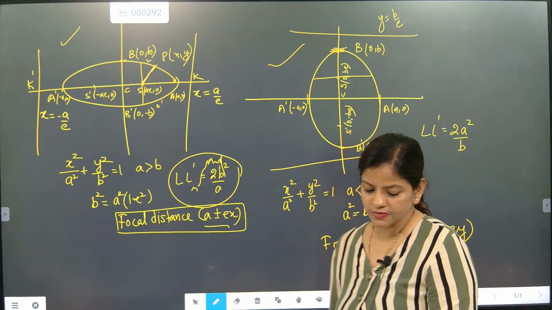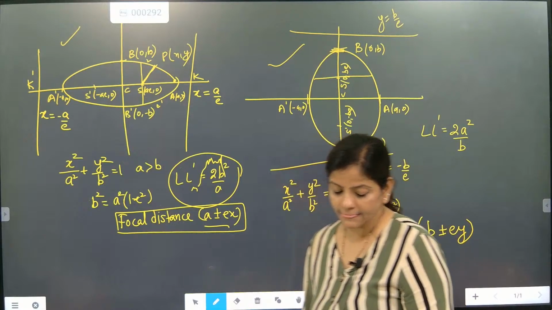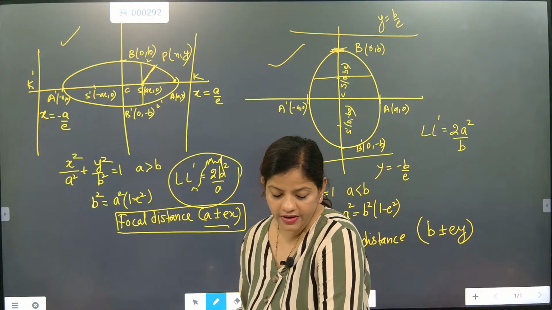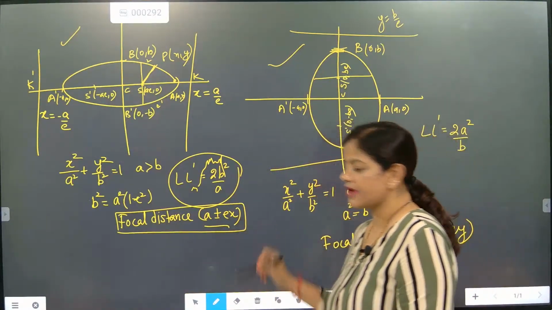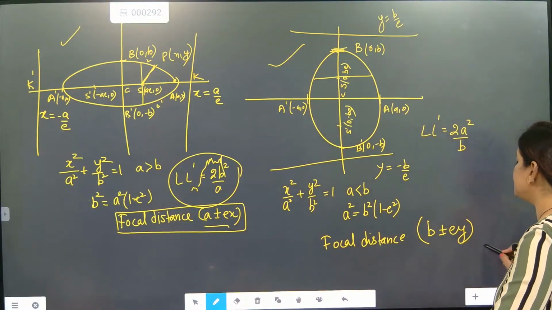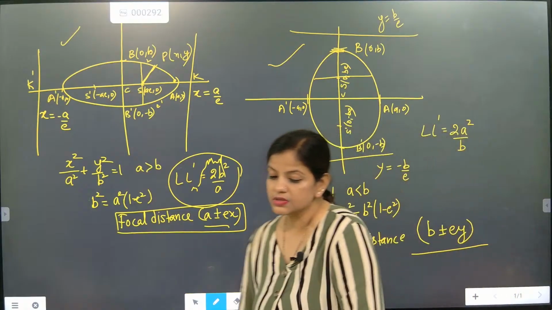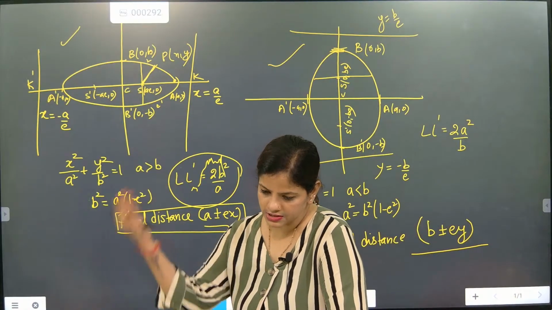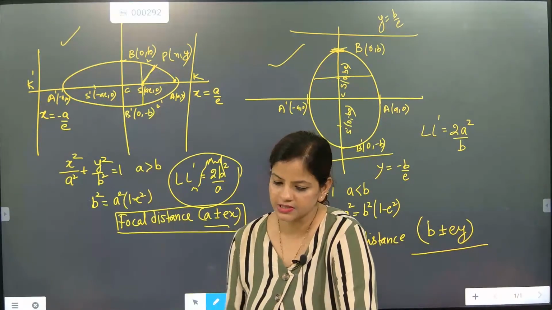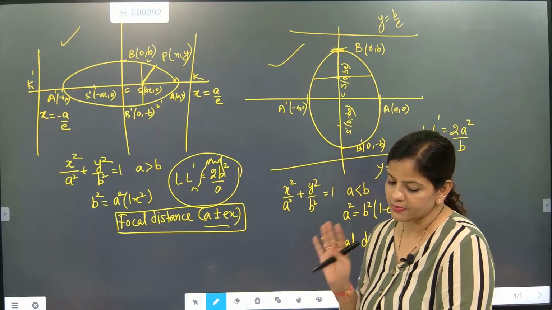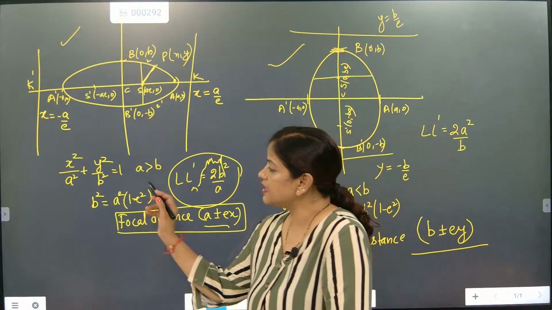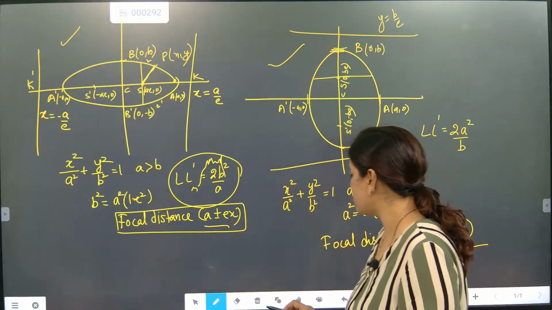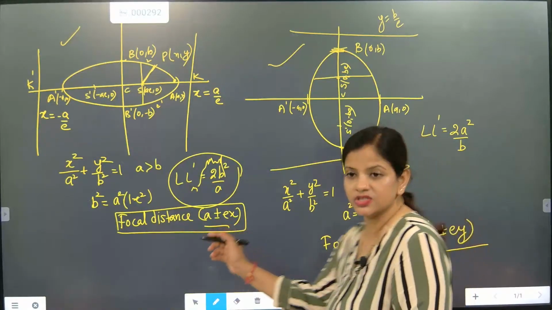Till here understood? I hope you have understood till here that the focal distance is coming as a plus minus ex and here it is b plus minus ey. So this is exactly the difference between the focal distances. Till here, this is the beginning section and this is the most important thing. What is the length of the major axis? Length of major axis and length of minor axis are only left.